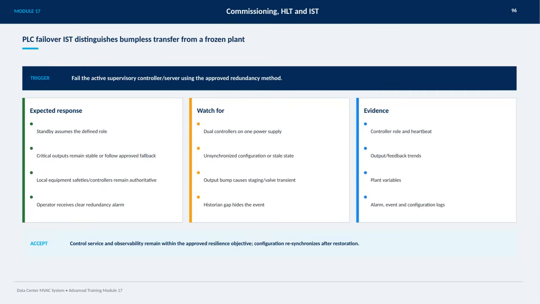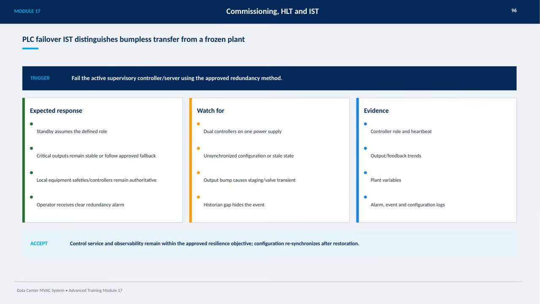On this slide, we focus on the PLC failover integrated system test, or IST, which helps us distinguish between a bumpless transfer and a frozen plant. The test is triggered by deliberately failing the active supervisory controller or server, following the approved redundancy method. What we expect during this failover is that the standby controller takes over the defined role seamlessly. Importantly, critical outputs should remain stable or transition according to an approved fallback plan. Local equipment safeties and controllers must continue to have authority, ensuring the system's safety and reliability throughout the process.